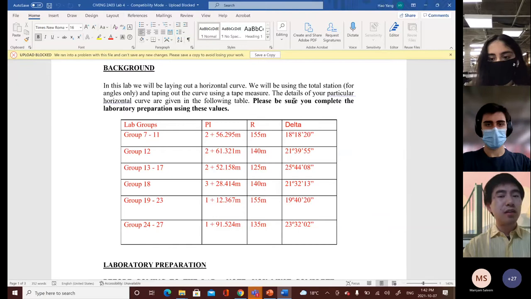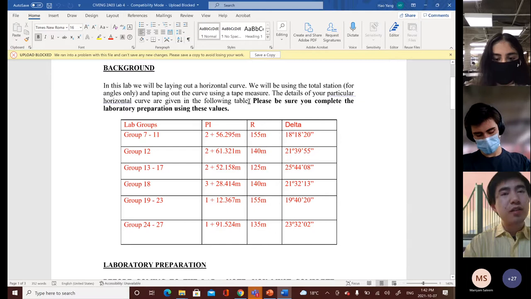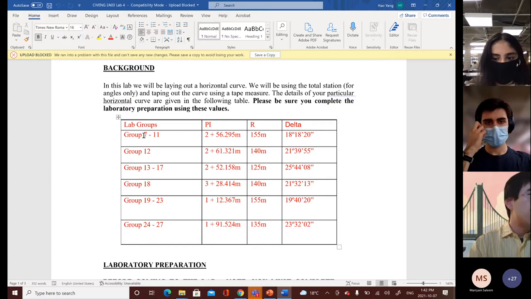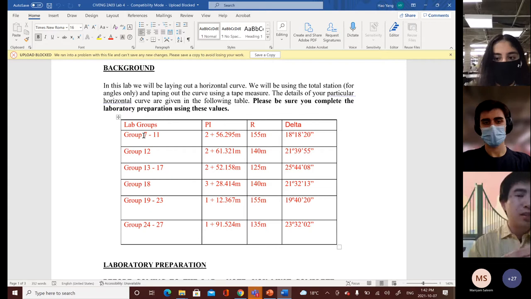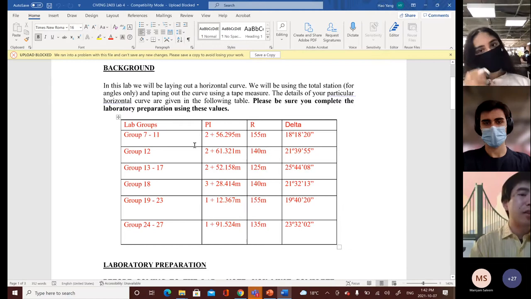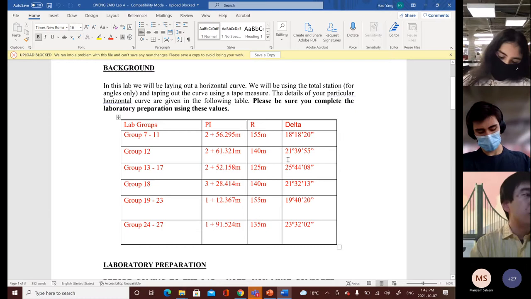For each group, actually for each session, you will be assigned one set of data. For example, groups 7 to 11 will be the group in session 1, I guess the next Monday morning. You will be assigned three values: the PI, the point of interest; R, the radius of the curve; and delta, the angle. For the other groups, just use the information we provide to do the calculation before you go to the field.